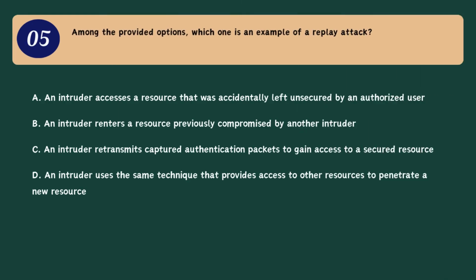Question 5. Among the provided options, which one is an example of a replay attack? A. An intruder accesses a resource that was accidentally left unsecured by an authorized user. B. An intruder renders a resource previously compromised by another intruder. C. An intruder retransmits captured authentication packets to gain access to a secured resource. D. An intruder uses the same technique that provides access to other resources to penetrate a new resource.